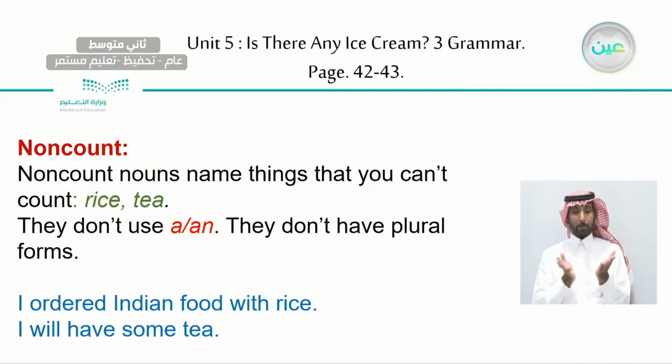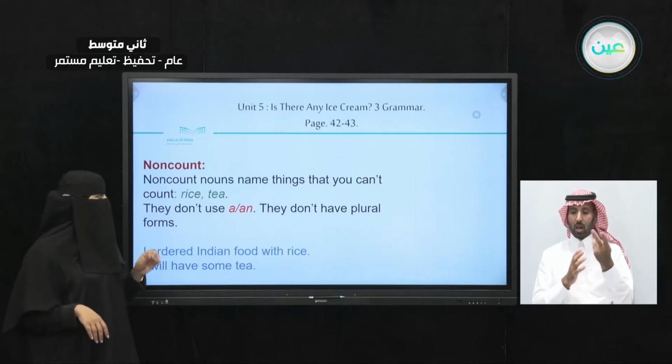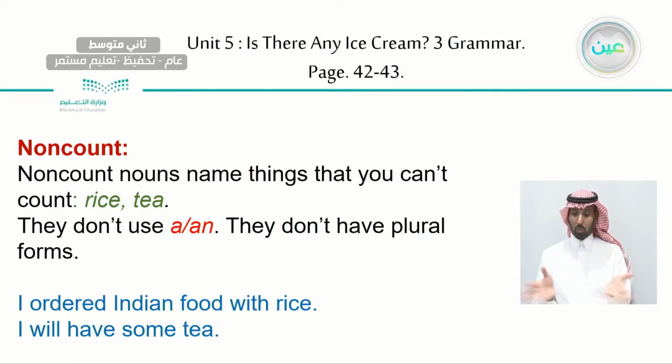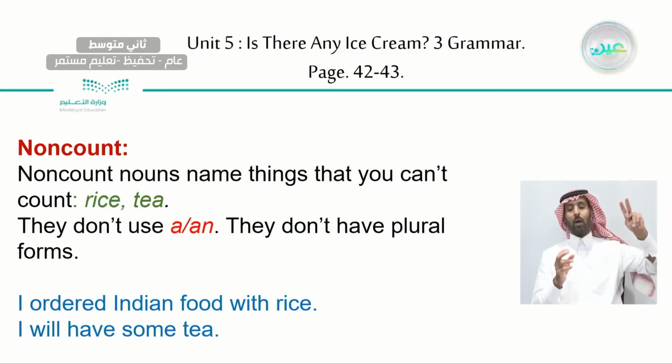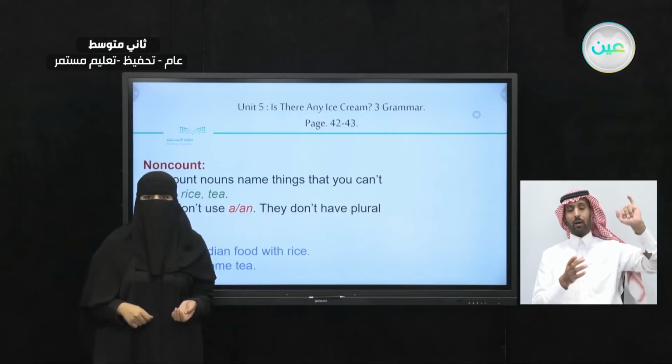Now, how about the non-count nouns? Let's take a look. Non-count nouns name things that you cannot count, like rice, tea, and we have different examples. So they don't use a or an. Can I say I'm eating a rice? Does that mean I'm going to put only 1 rice on my spoon and eat it?